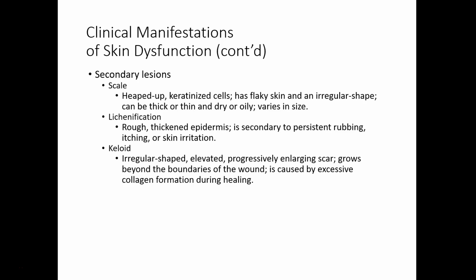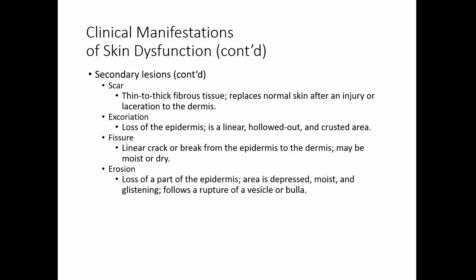Now, when we talk about secondary lesions, a scale, I think of fish scales when I think of a scale. They're heaped up, they're keratinized cells, they have the flaky skin in irregular shape, can be thick or thin, dry or oily, and vary in size. We also have lichenification, which is rough, thickened epidermis, secondary to persistent rubbing, itching, or skin irritation. And then we also have keloids, which are irregular shaped, elevated, progressively enlarging scar, grows beyond the boundaries of the wound, is caused by excessive collagen formation during healing. We'll see some pictures of keloids in a couple of slides.